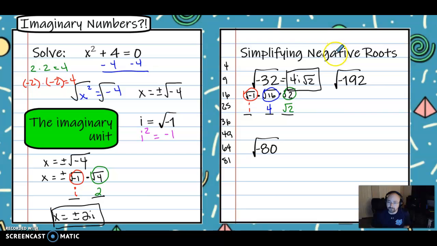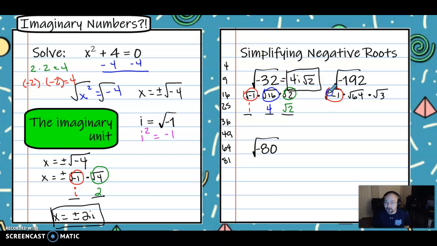Okay, same idea is going to happen here in our second example, the square root of negative 192. We can split the negative 192 into 3 parts. One of them is going to be the negative 1, so pull that square root out. Then your calculator should tell you that 64 is the biggest value that goes into this. 64 times 3 makes 192. So there's our negative 192 there.